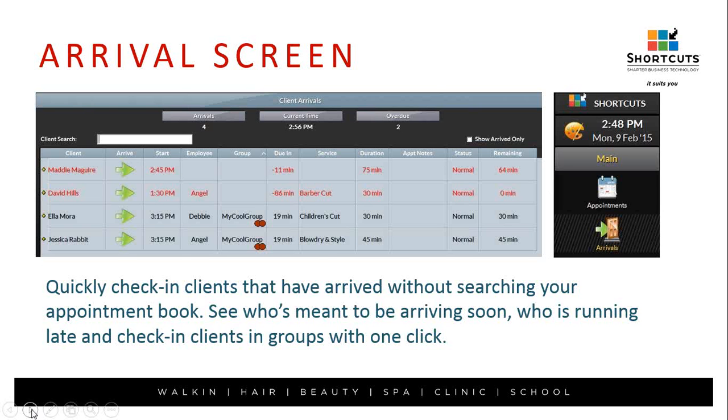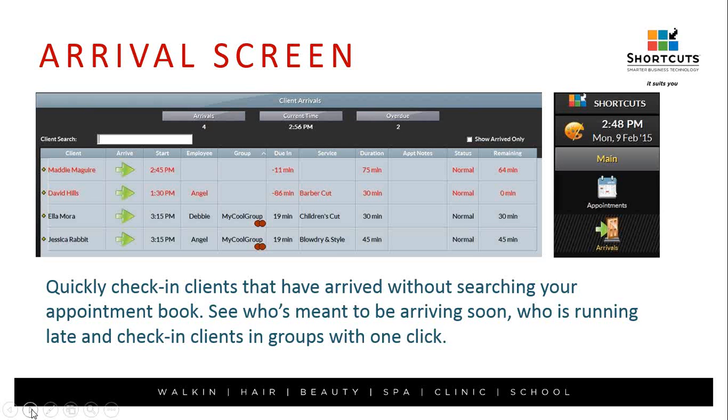So you can see on our screen, we've got our top 2 clients and they're in red, so you can see that they're due in minus 11 minutes and minus 86 minutes, so that's showing that those clients are actually over their allotted time. And then you can see the other clients underneath, they're in black, so that means that we're still waiting for them to come in, and you can see that they're due in at 19 minutes time. So as I said, it's a quick way of being able to arrive clients.